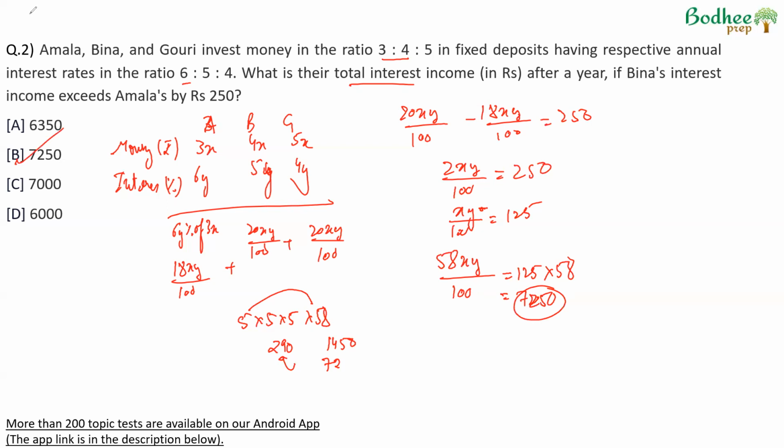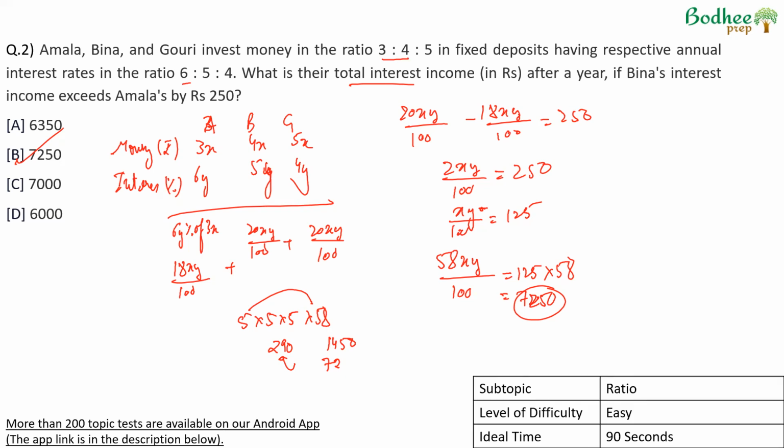58 into 125. We could have divided 58 by 8 also to get 125 by 1000 by 8, 125. And from there also, you would have gotten the answer. In any case, easy question, just multiply the ratio, look at the difference, and the sum should not take more than 90 seconds to solve. It's definitely a question that should be looked at in the exam.